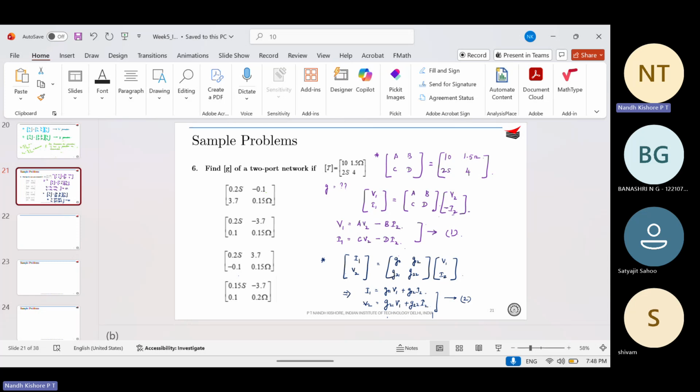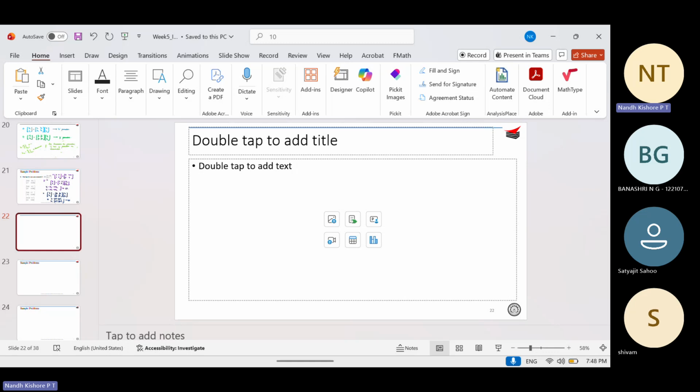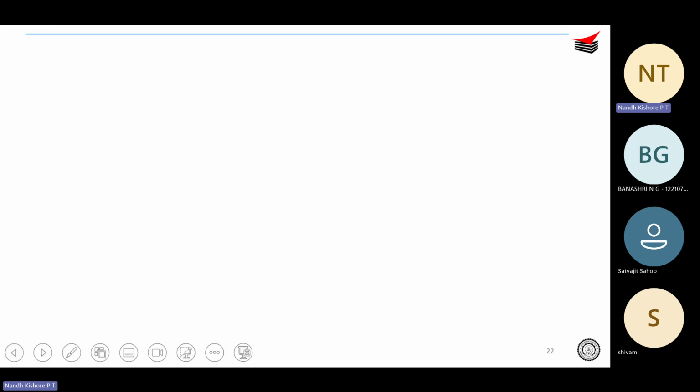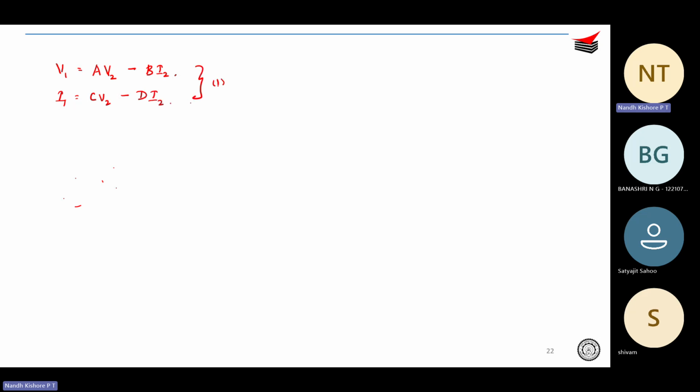Yeah, okay. So we have written it correctly. I just wanted to check if we wrote the expressions for G parameters correct. Okay, so we are fine over here. So what did we write? V1 is equal to A V2 minus B I2, right? And I1 is equal to C V2 minus D I2. Okay, this is from the ABCD parameters.